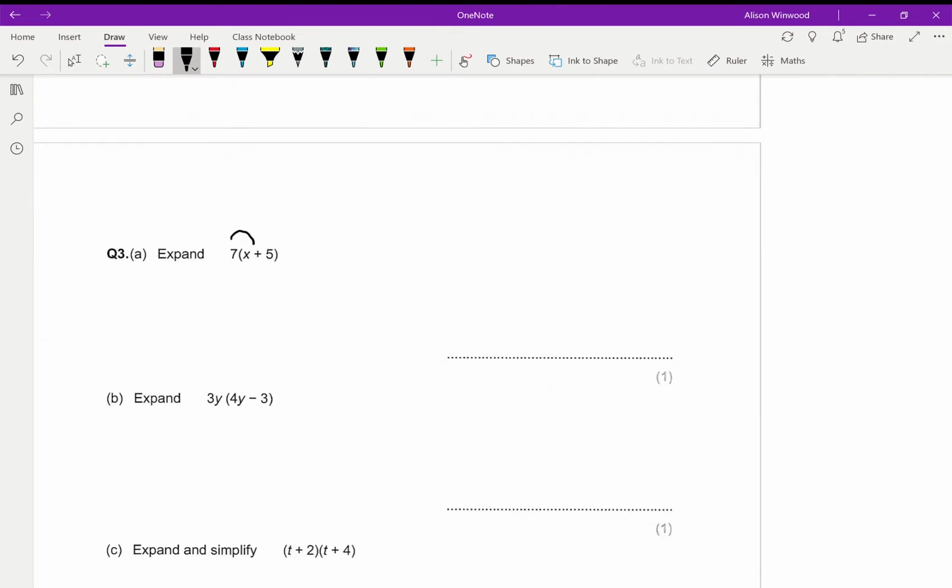Expand, so 7 times x is 7x. 7 times 5 is 35. 3y times 4y, 3 4s are 12, y times y is y squared. 3y multiplied by -3 is -9y.